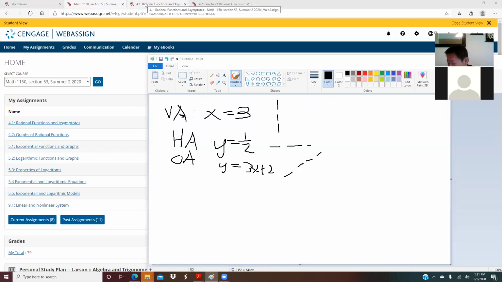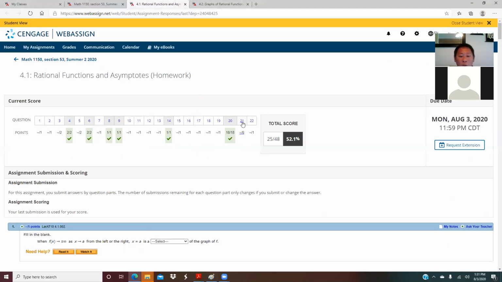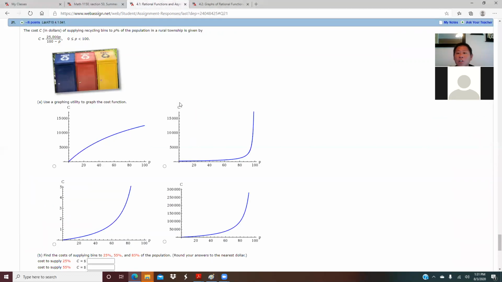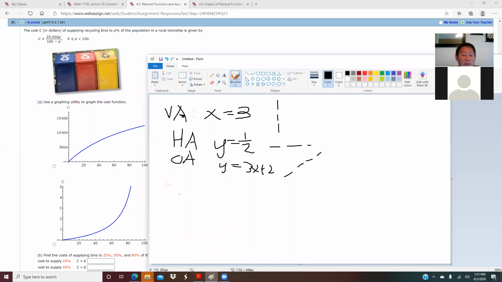Okay. We're going to continue with 4.1 question number 21. So 4.1 question 21. They're asking us, C is in dollars, and this is the equation. This question, part B, is the one that a lot of students need help with.